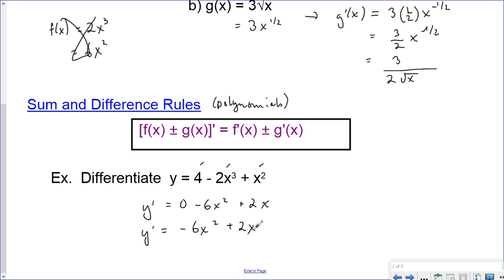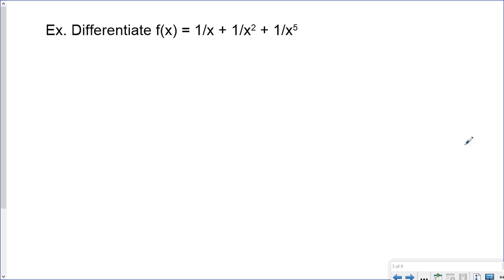Drop the 0 here. Not a problem. I think we're done on that slide. Yeah, we are. So let's get on to another example here, differentiate.